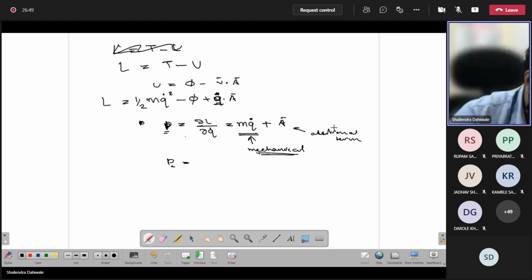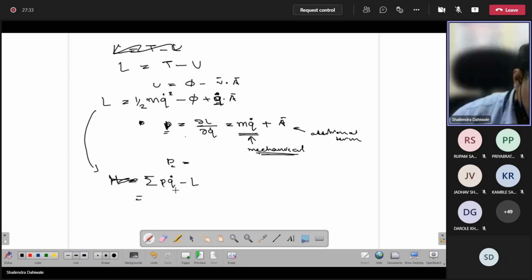So you can write the Hamiltonian also. From previously we have seen that this Hamiltonian H you can write as summation over P Q dot minus L, right? You can write this Hamiltonian for this electromagnetic system, a particle moving in an electromagnetic field. So this H again you can write in terms of P canonical.